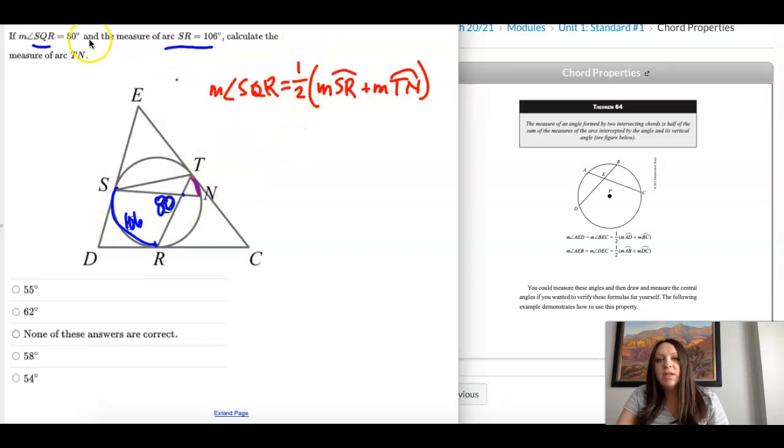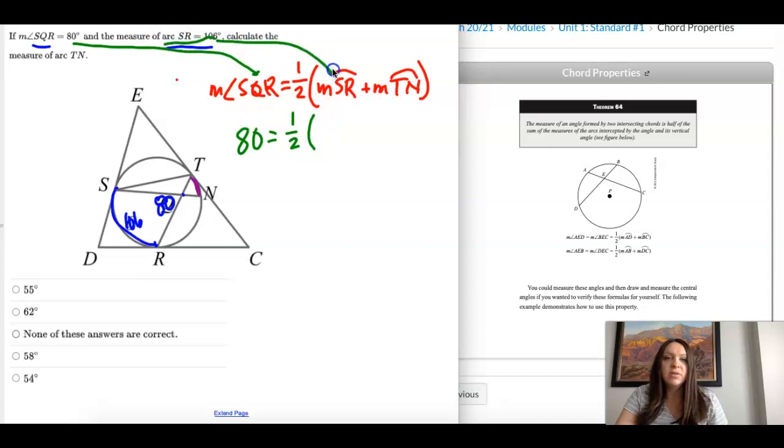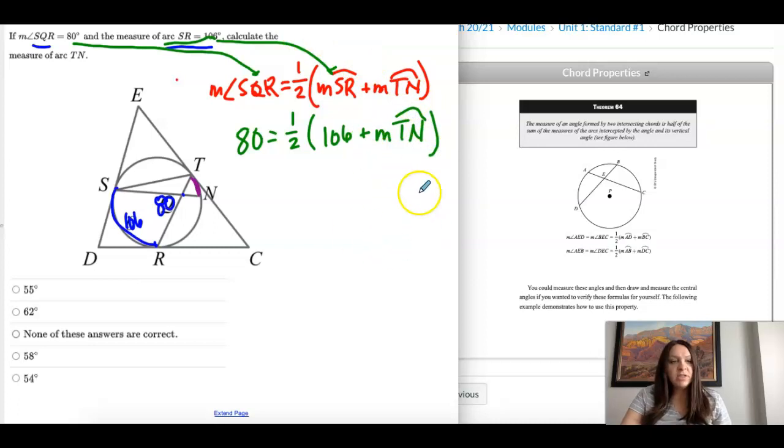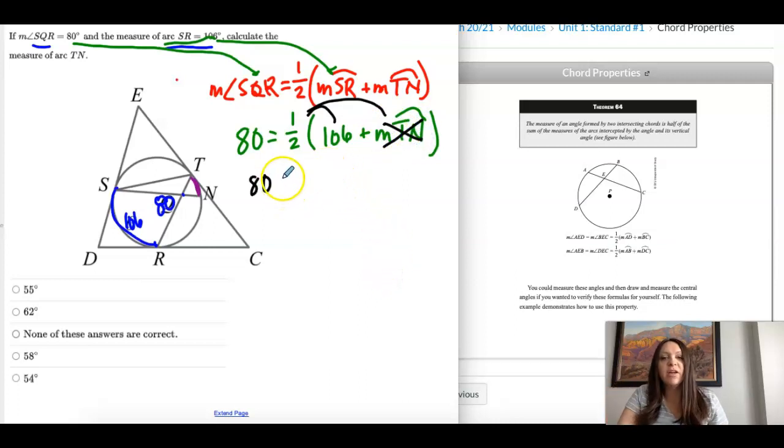Okay, so now we need to label what we know. We know that the measure of this is 80, 1/2, and we know the arc of SR is 106. And we're trying to figure out the measure of arc TN. So this is now an equation that we're trying to solve. I'm going to distribute that 1/2 and solve for M of TN, which if you don't want to write that every time, just call this X. It's the unknown. It's what we're trying to find.